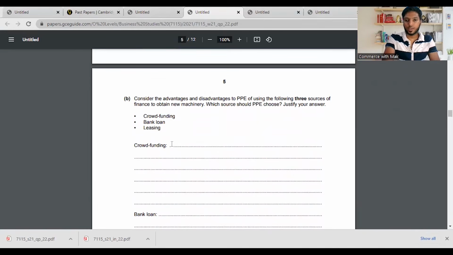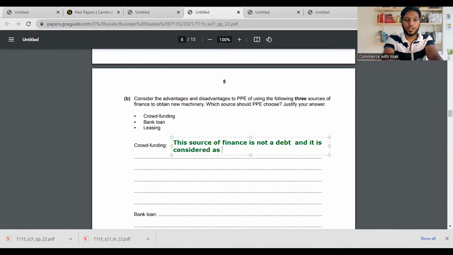So I can write with the crowdfunding. Start with why obtaining machinery will be good when it comes to crowdfunding. Here, actually, these people who are giving money are not the debtors or the creditors of the business. They are investing, so they are investors. Here you can also write: this source of finance is not a debt, and it is considered as an investment. So there will be no interest charged on this source of finance.